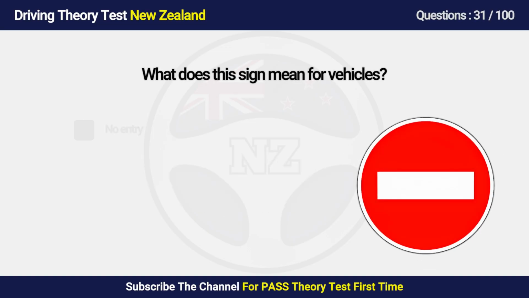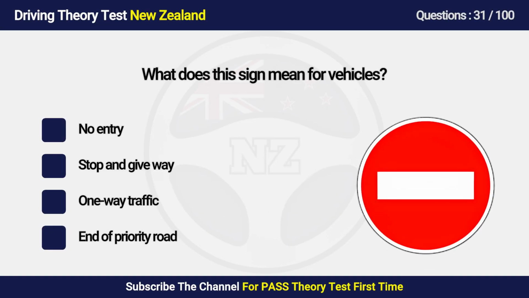Question 31. What does this sign mean for vehicles? A. No entry. B. Stop and give way. C. One-way traffic. D. End of priority road.